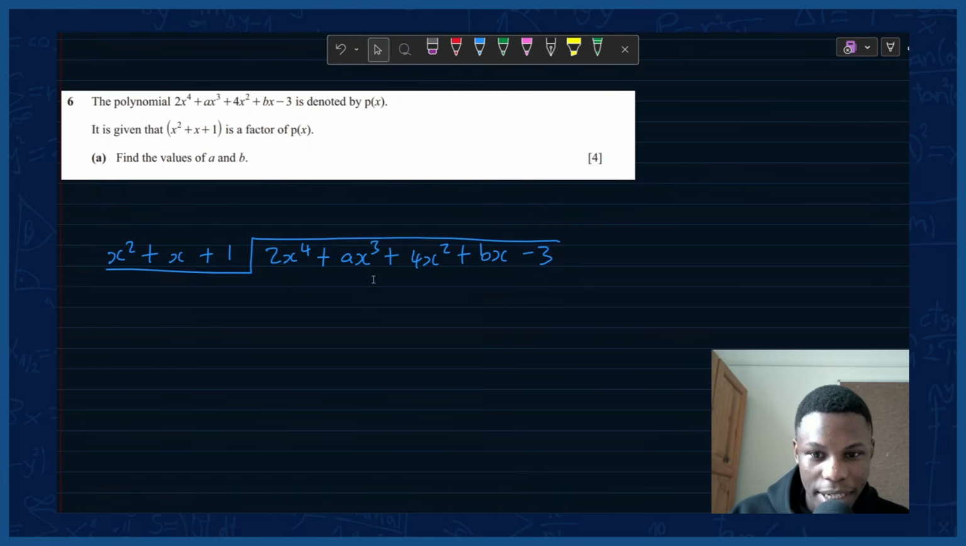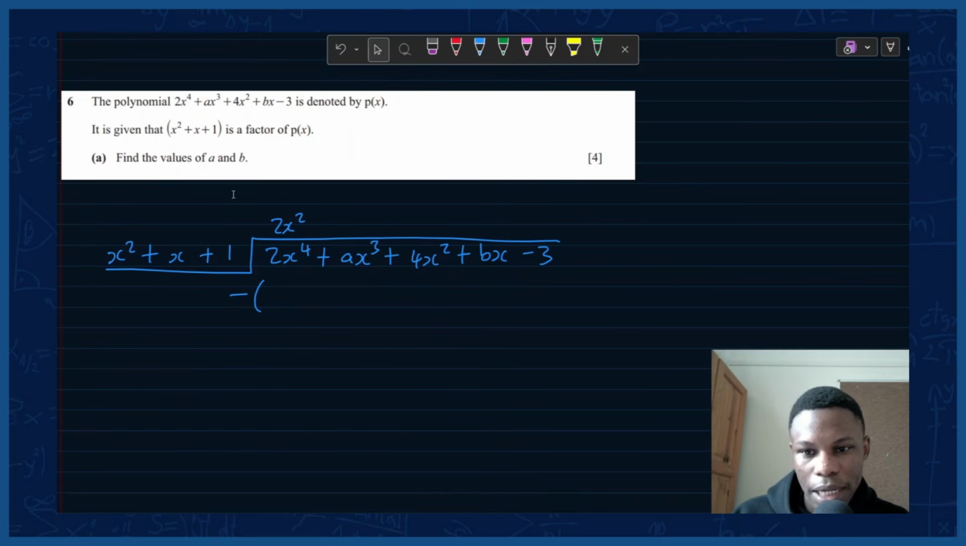Don't be put off by dividing with the a and the b. You just divide as normal. You just have to be extra careful because you're not dealing with normal numbers. So I use the term with the highest power in my divisor to carry out the division: 2x to the 4 divided by x squared gives me 2x squared.